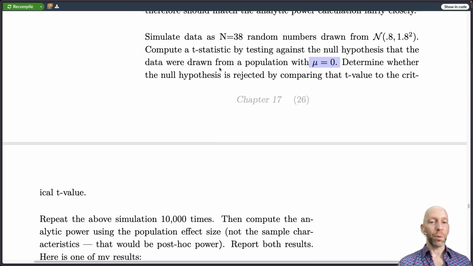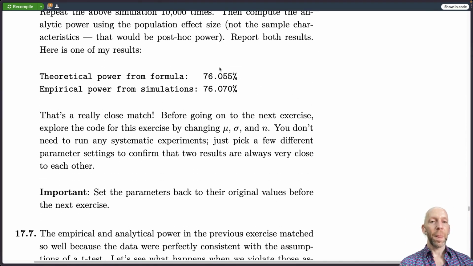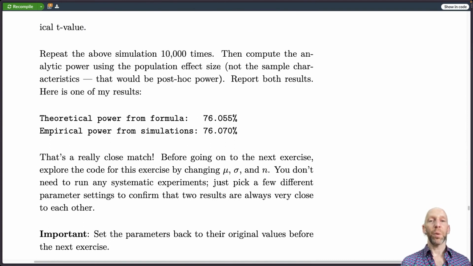Again, that's the right thing to do. We want to reject the null hypothesis. And then you also compute the theoretical power using the statsmodels library. And then you can print out both.